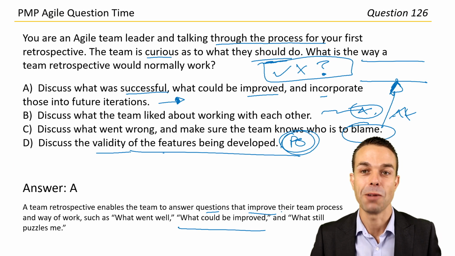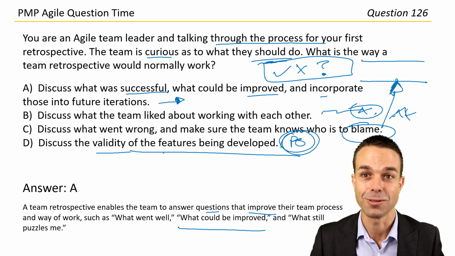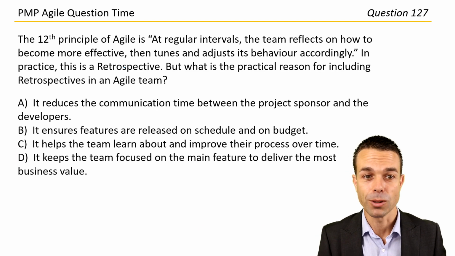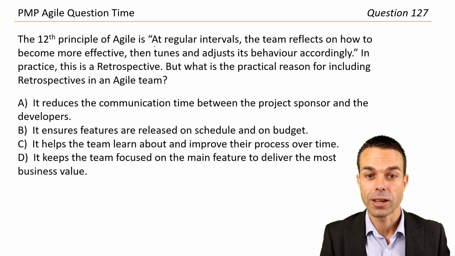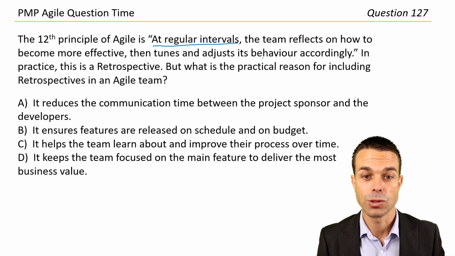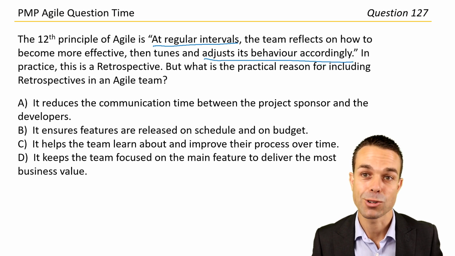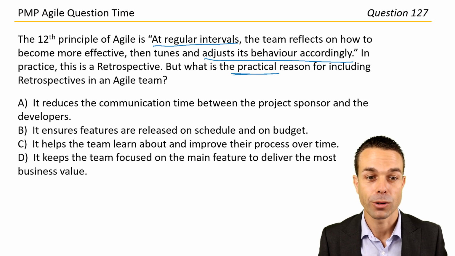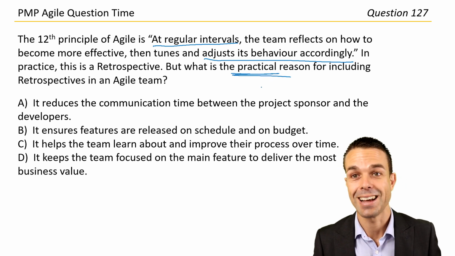Well done, guys, and we're up to the last question. You've done great. Here it is. Let's see what we've got. The 12th principle of Agile is, at regular intervals, the team reflects on how to become more effective, then tunes and adjusts its behavior accordingly. In practice, this is a retrospective, exactly as we just saw. But what is the practical reason for including retrospectives in an Agile team?